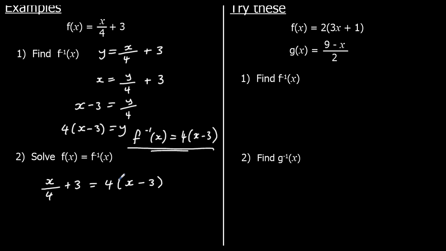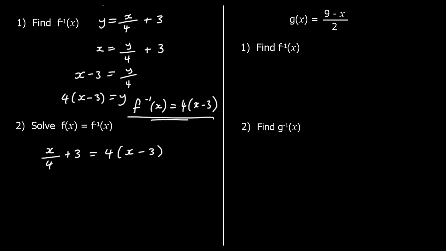We'll start by expanding the bracket that we didn't expand before. So x over 4 plus 3 equals 4x, and 4 times negative 3 is negative 12. So we've got a fraction, x over 4 here. We can get rid of it by multiplying every term by 4. So I'll do that now.